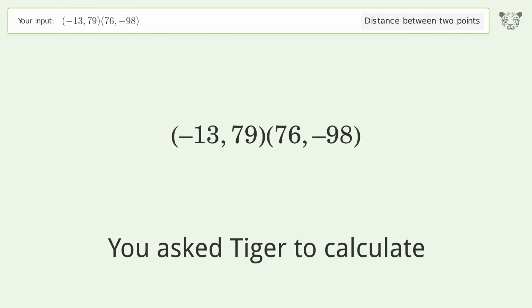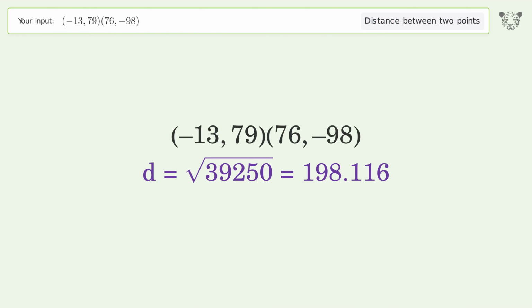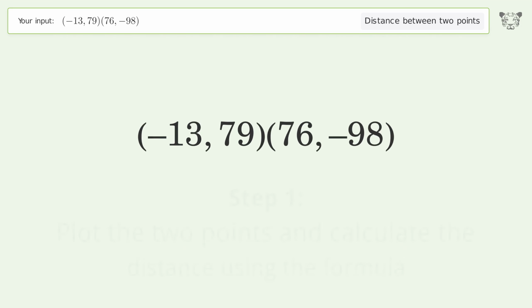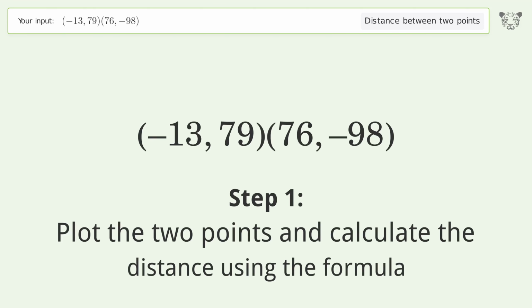You ask Tiger to calculate. This deals with the distance between 2 points. The distance between the 2 points is the square root of 39,250 or 198.116. Let's solve it step by step. Plot the 2 points and calculate the distance using the formula.